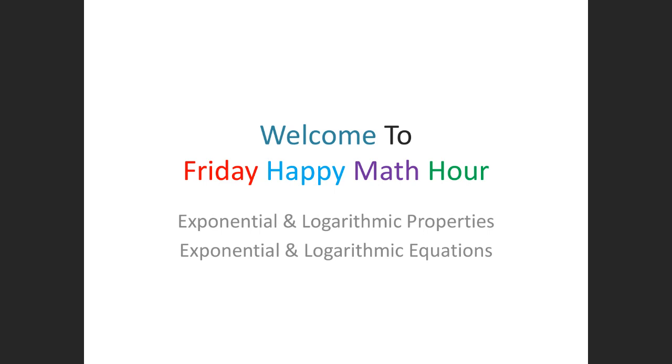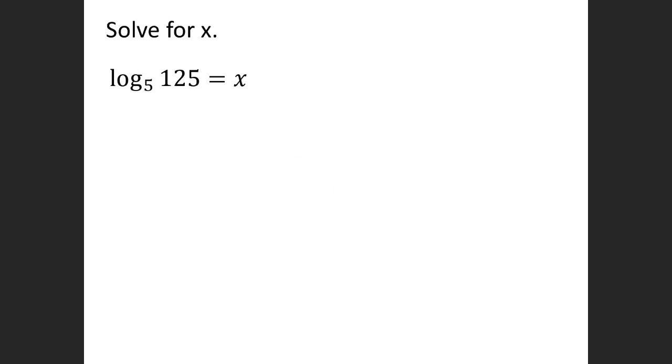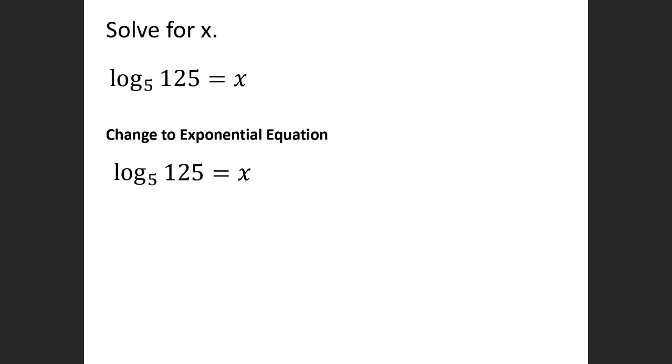We're going to be talking about exponentials, logarithms, and their equations and properties, and we're just going to start off with a problem like this. We have log base 5 of 125 equals x. We're going to try solving for x. What we're going to do here is change it to an exponential equation. Notice we have log base 5 of 125 equal to x. We're trying to figure out what x is equal to. So we're going to go from logarithm form to exponential form.